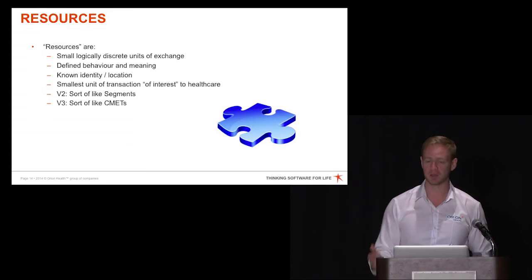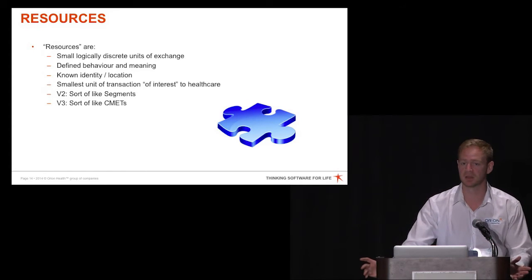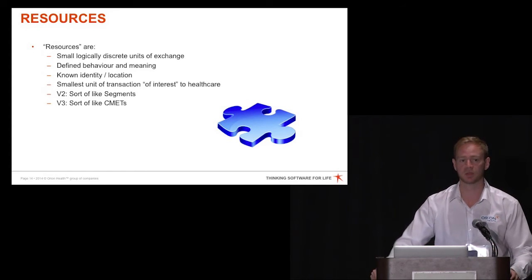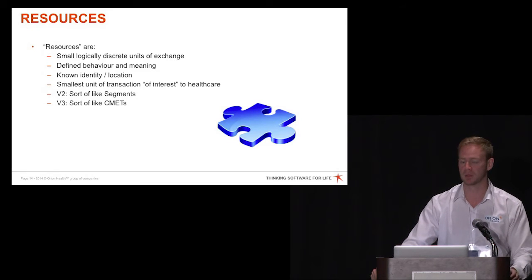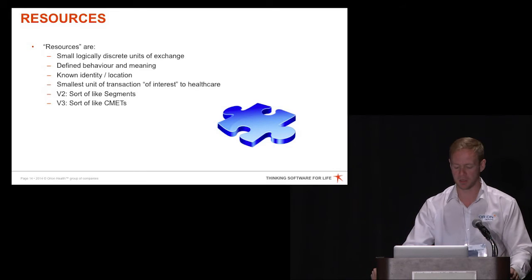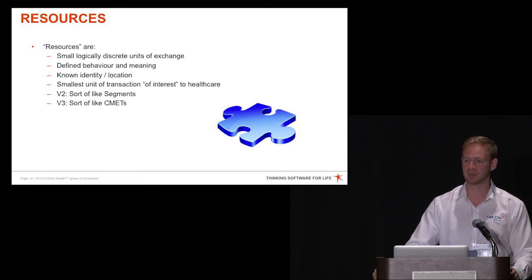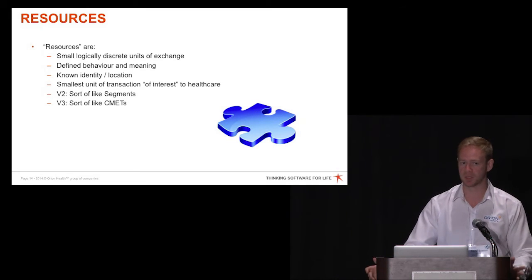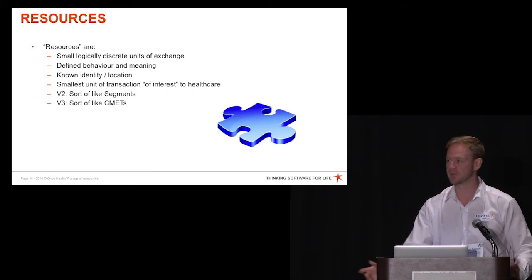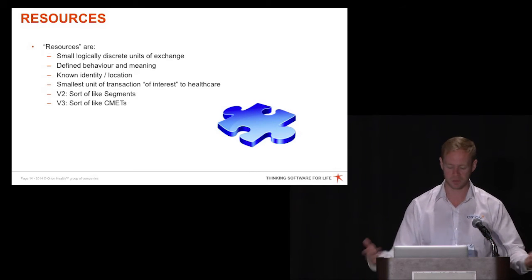There's a known identity location, so they're going to exist in their own FHIR servers where they're going to have everything about them explained. They're the smallest unit of interest in healthcare. You can compare them to kind of like segments in V2. So like a PID segment is all the patient information. You can have a patient resource in FHIR or CMETs in V3.